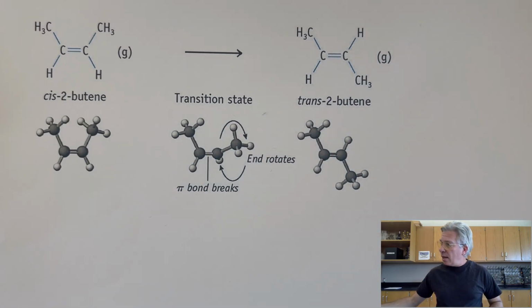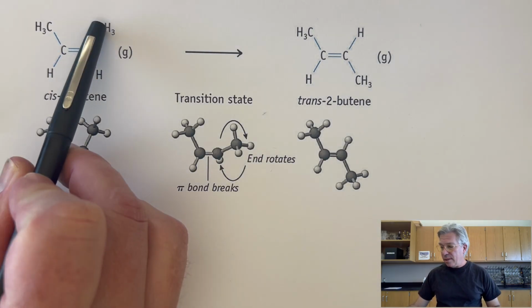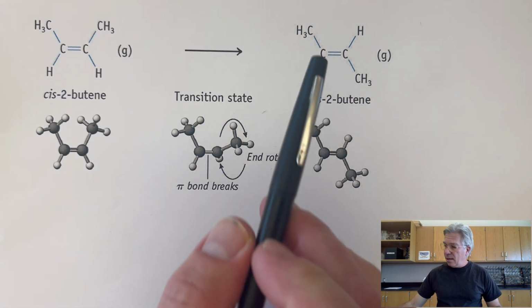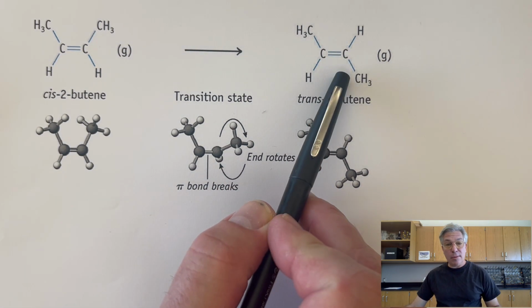informative. But let's look at another specific reaction, just in theory. I don't know if you're aware, but there are two kinds of butene. There is cis-2-butene, in which case the carbons are on the same side of the double bond. And there's trans-2-butene, in which case the end carbons are on the opposite sides of that double bond.